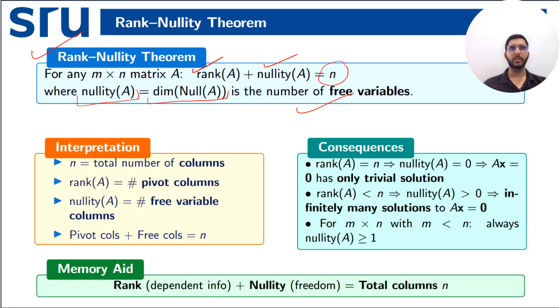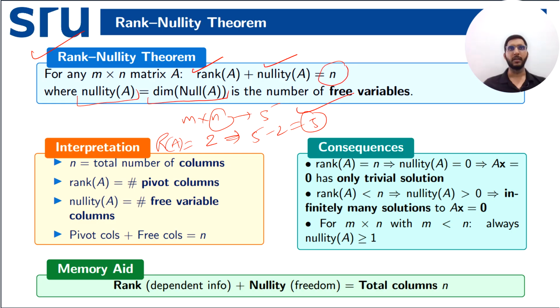Now, suppose a matrix has 5 columns. If the matrix of order m cross n has the value of n as 5, and the rank of A is equal to 2, then its nullity must be 5 minus 2 equal to 3. This means that there are three free variables in this system.